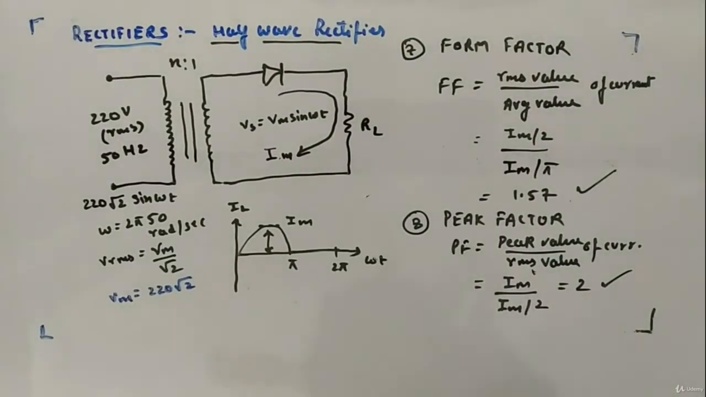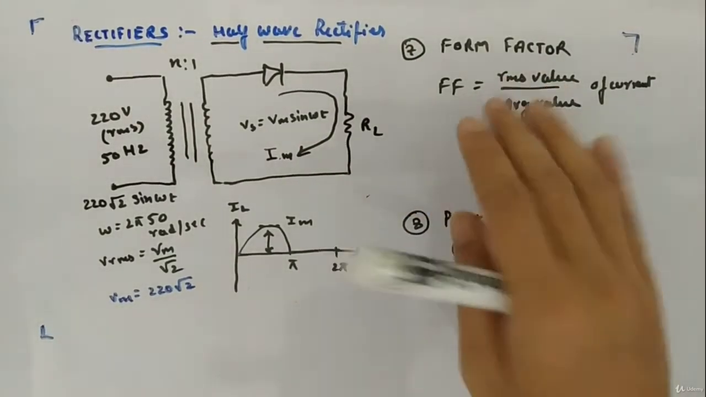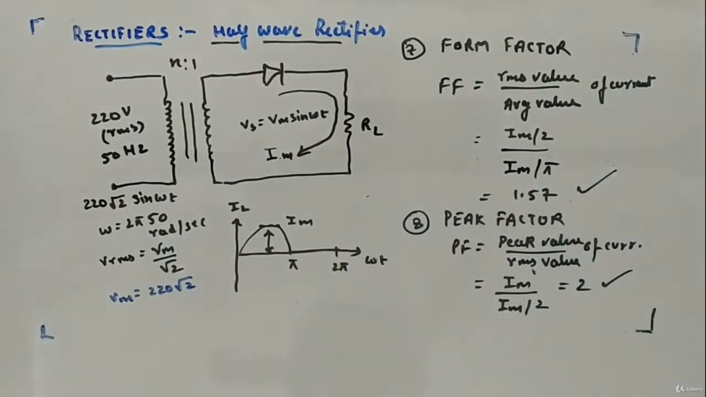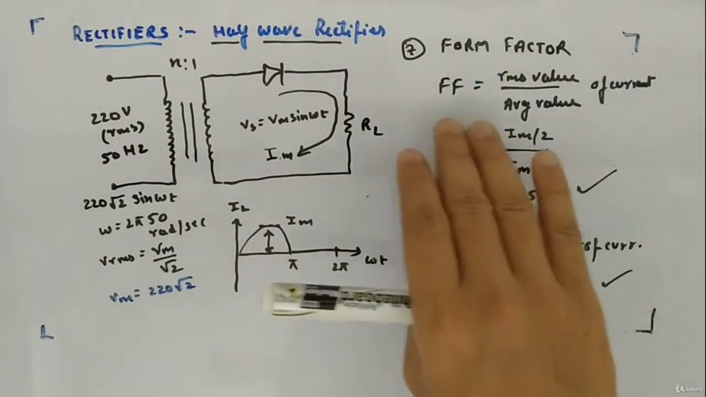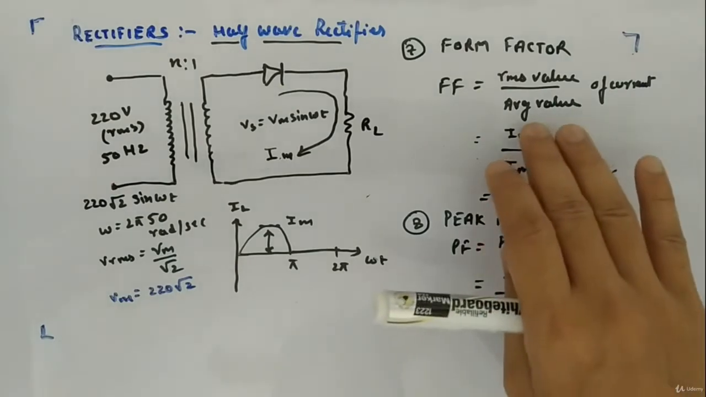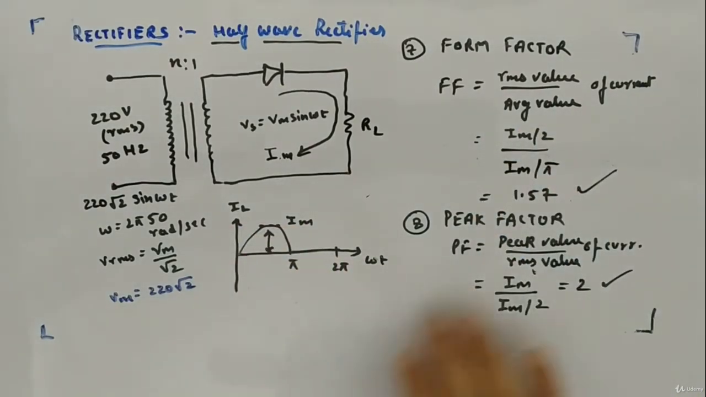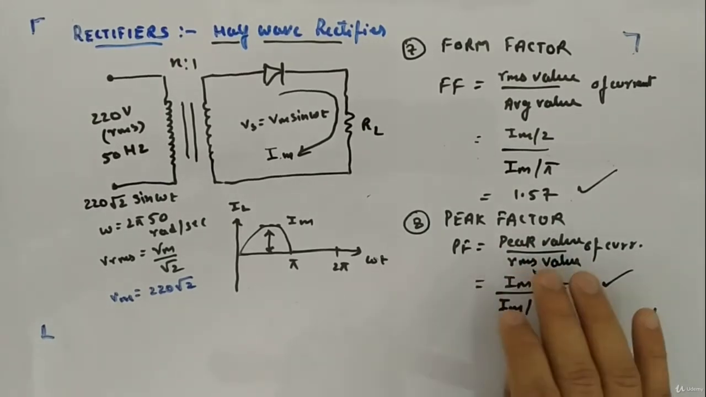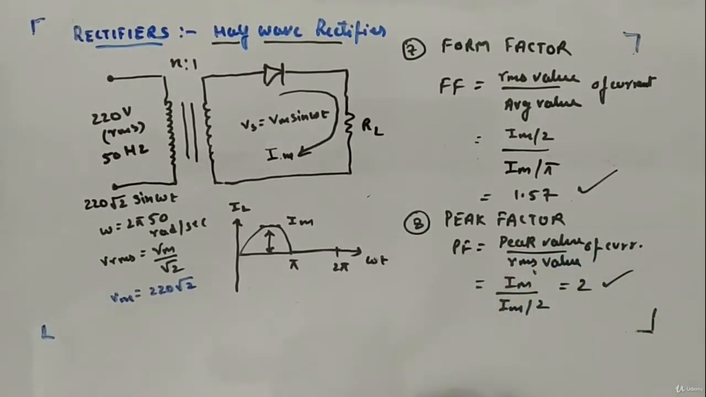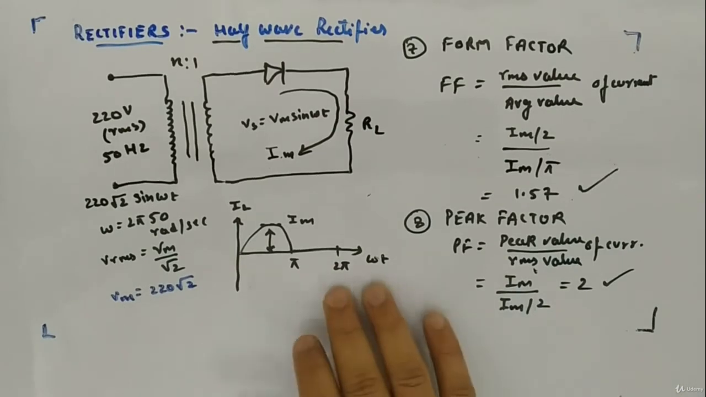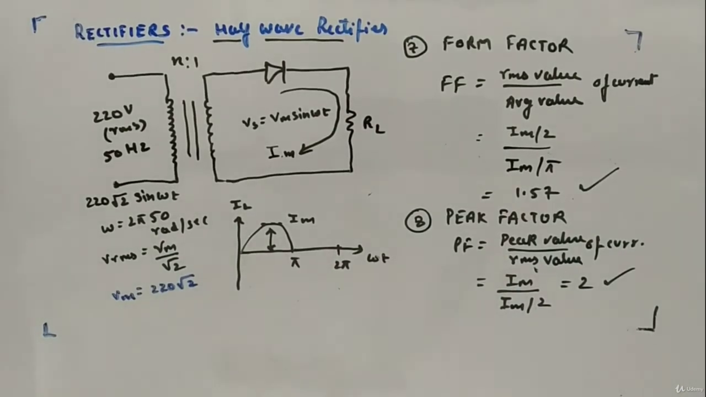Okay, the next two properties are as follows. These are short properties, form factor and peak factor. Form factor is the ratio of the RMS value to the average value of the current, this current. Similarly, peak factor is the ratio of the peak value to the RMS value of the current, this current. They are ratios.